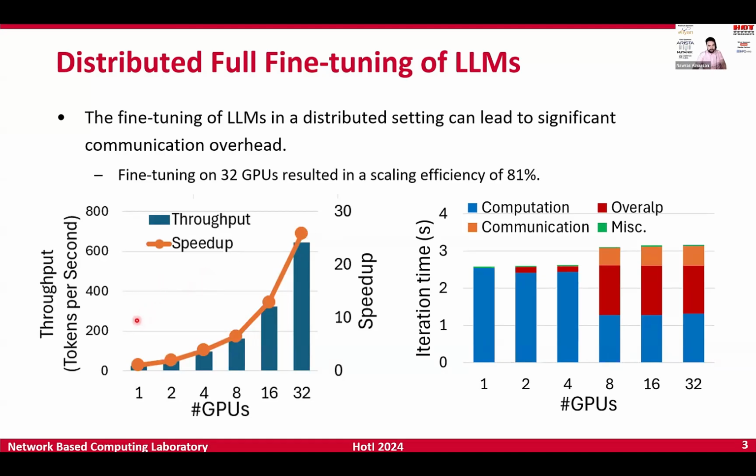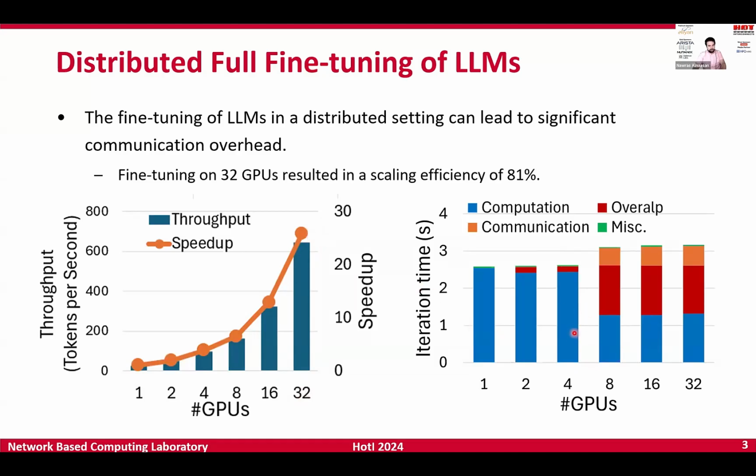So this figure to the left shows the throughput in tokens per second for training a 1 billion parameter GPT-like model, so a decoder-based transformer, on A100 GPUs. And as we go from 1 to 32 GPUs, we observe that the scaling efficiency is around 81%.